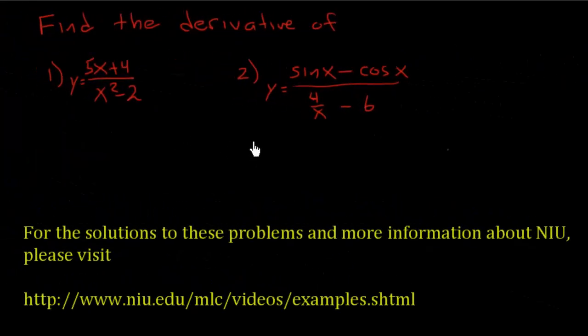Okay, I've got two examples for you to try. We've got 5x plus 4 over x squared minus 2. So I want you to try the quotient rule on that one as well as this one over here. Be careful about 4 over x because it's not written in the right form. You can't do the power rule off of this.